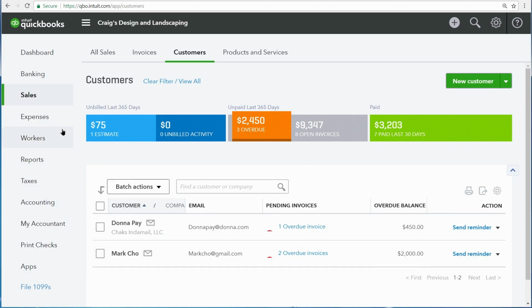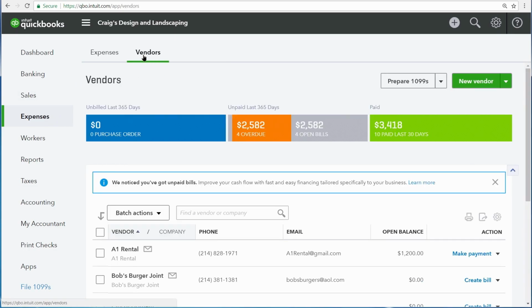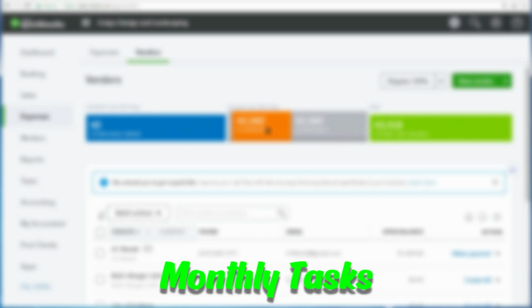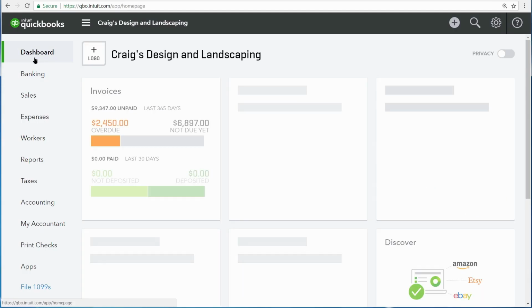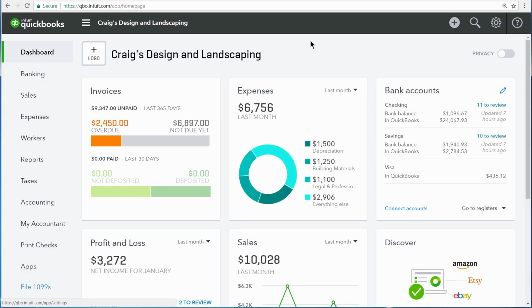Also, select Expenses and then Vendors, and then from here you can also see any bills that you need to pay for that week. In addition to daily tasks and weekly tasks, there are also monthly tasks. These are important things for you to do, but they don't need to be done very often.